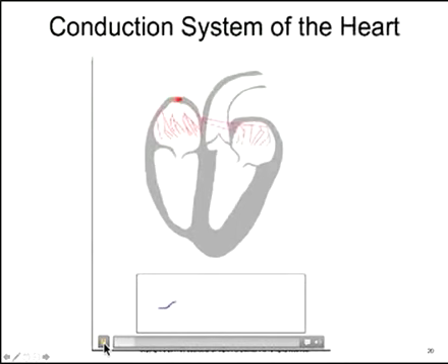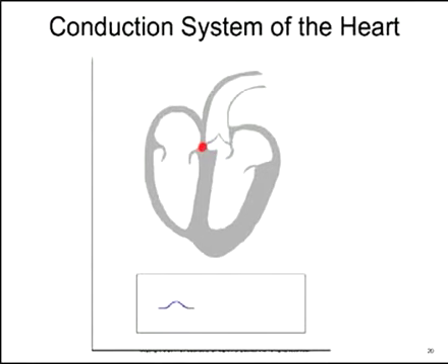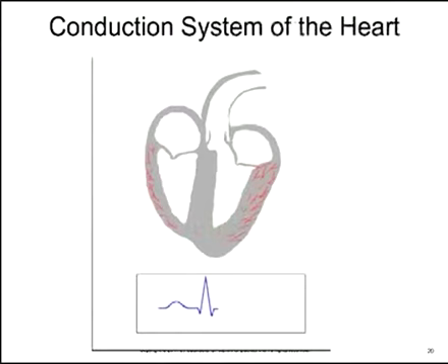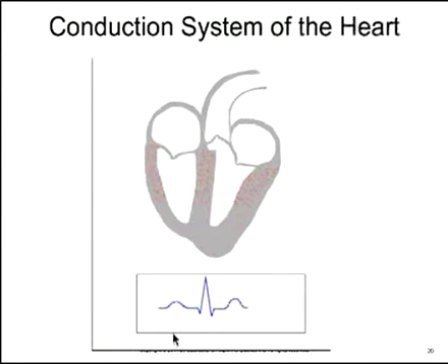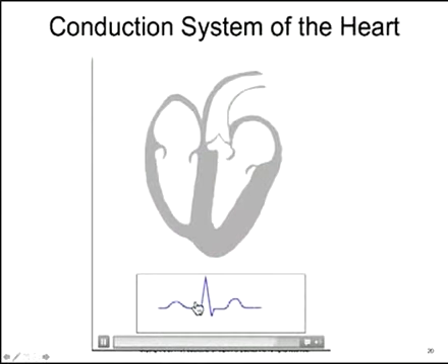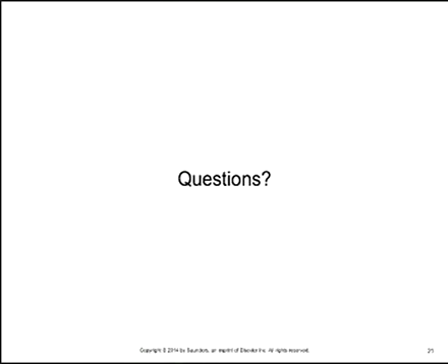SA node fires. We depolarize the atria. They squeeze. AV node captures. We send it down the septum, then up the Purkinjes. The ventricles depolarize and they squeeze. Then the ventricles repolarize and they relax. And you can see the waves on the bottom here, P, QRS, and then T wave. So I like that. It's a way to see both things at the same time and understand what you're looking at.